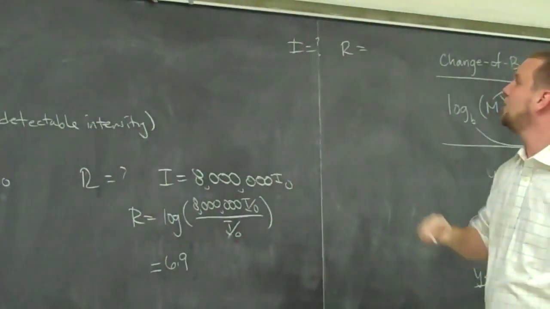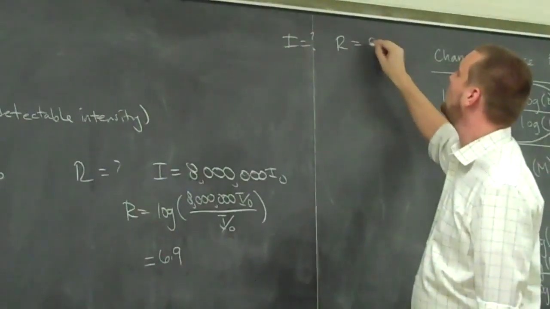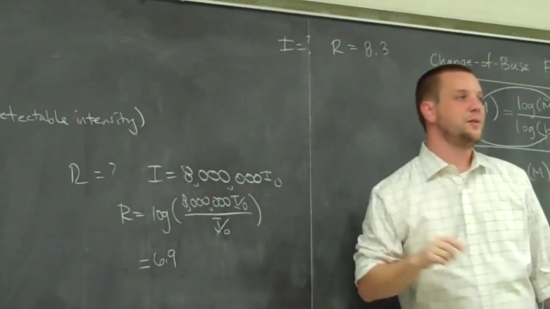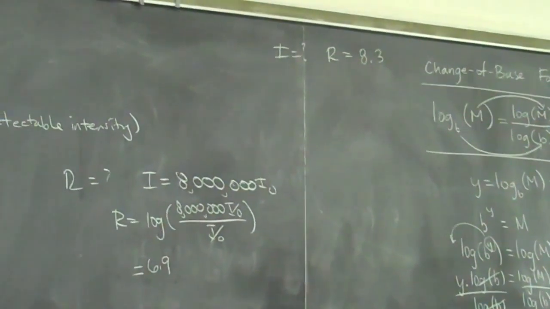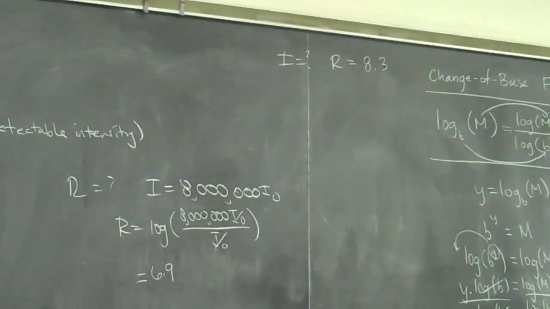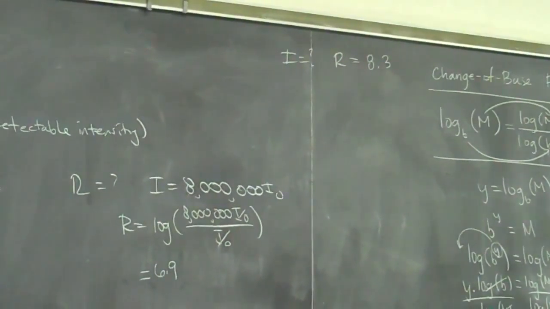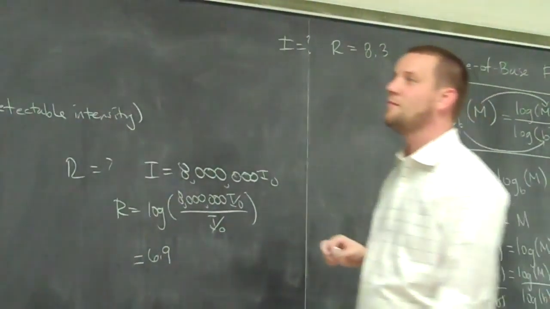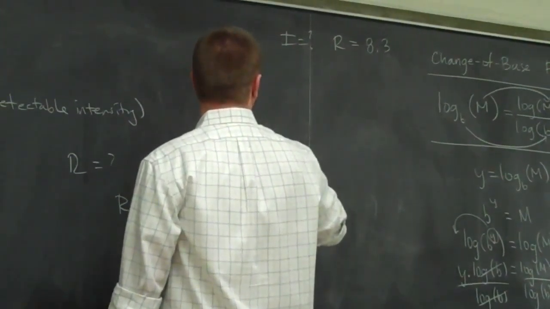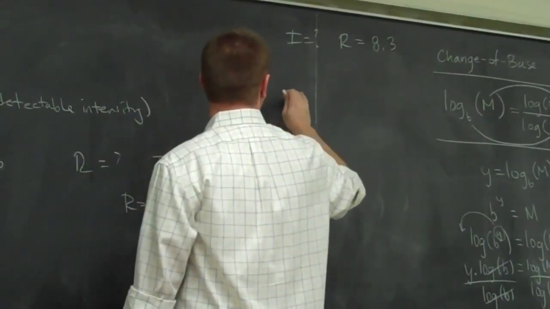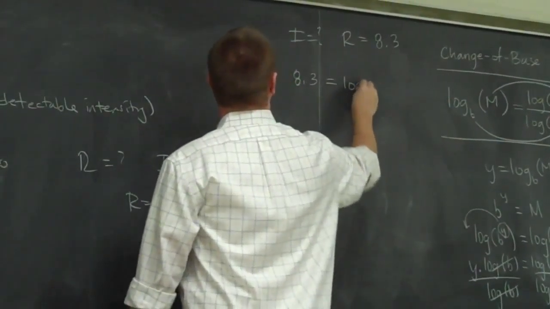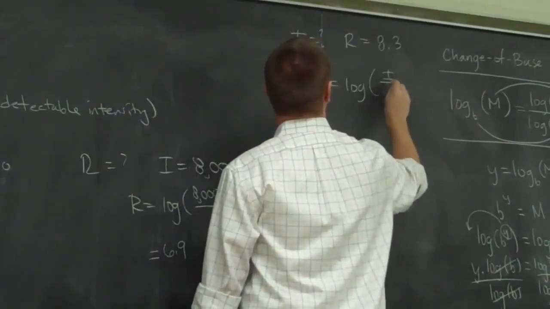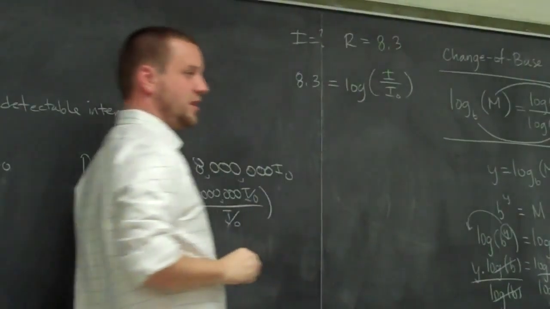Of an earthquake that measures, since we're bringing it up, an 8.3 on the Richter scale. Okay? You still have the same formula, but this time, where are you plugging in a number? I'm thinking of a number. And 8.3 equals the log of, you don't know what, over I sub 0. That's the formula, right?